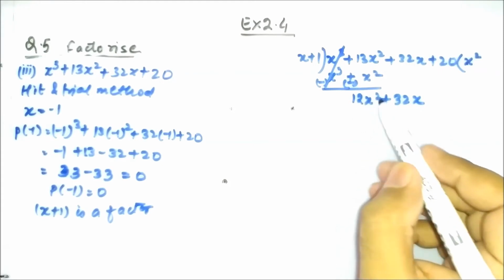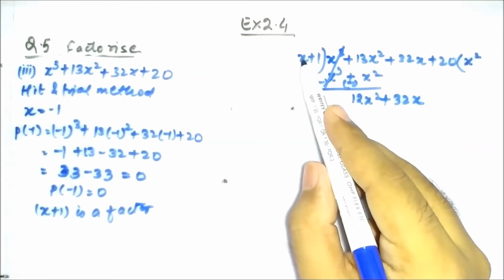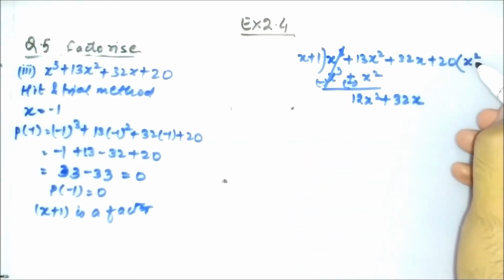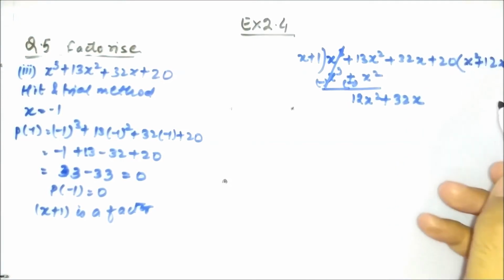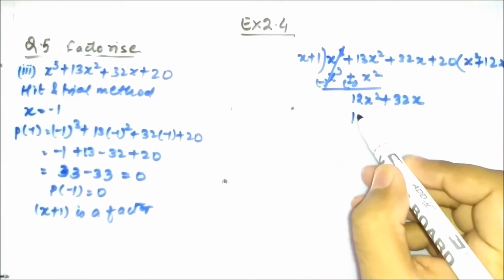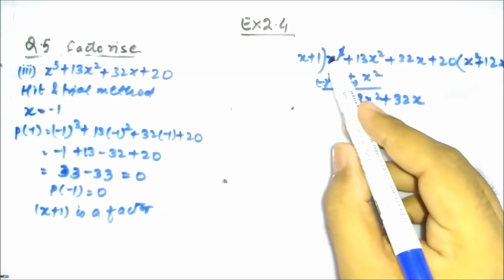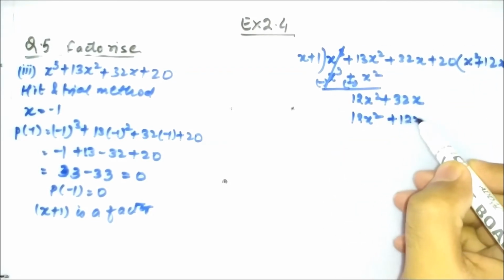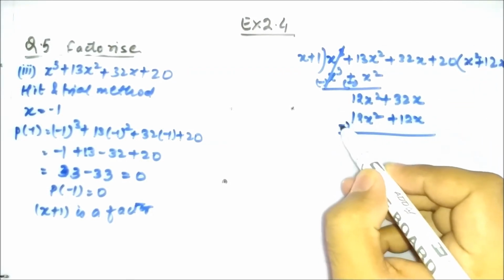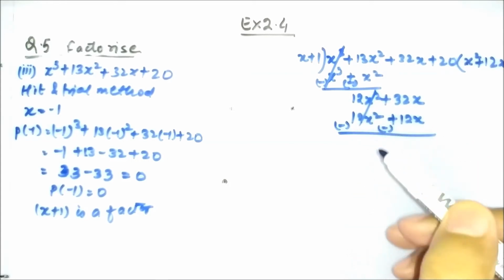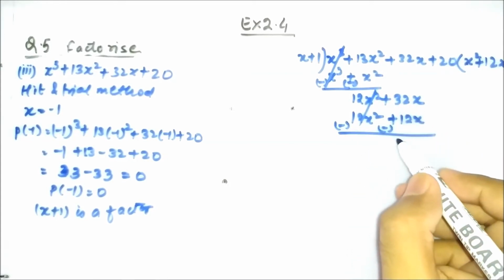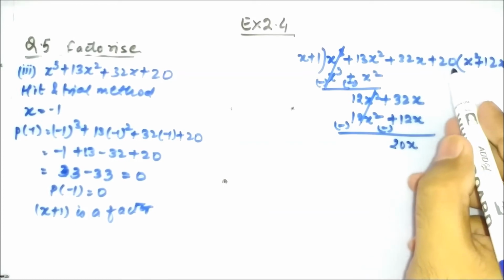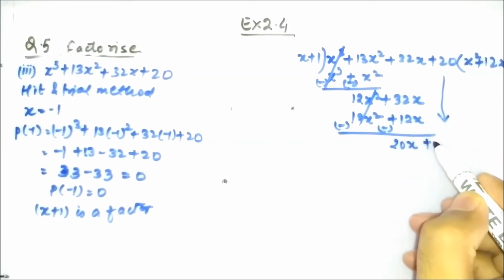Now the first term here is 12x square and the first term here is x. So when you divide, you will get 12x. 12x into x will give 12x square. 12x into 1 will give plus 12x. When you subtract, you will get minus here. This will get cancelled. 32 minus 12 will give 20x, and here this 20 will come down, so it will be plus 20.